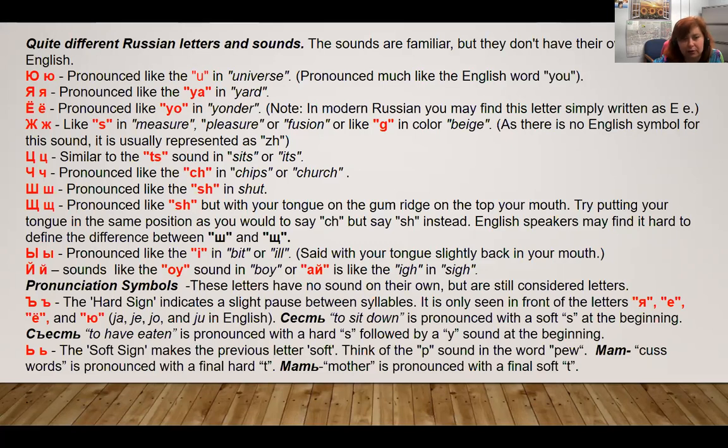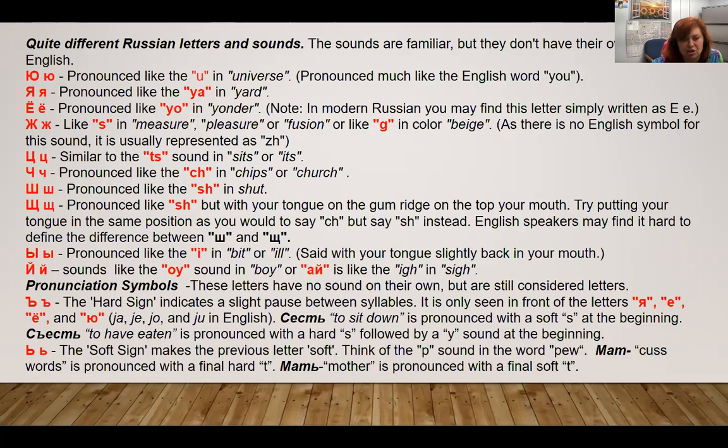The Russian word tsar is usually transliterated as T-S-A-R, so it makes the sound ts. Next, ch is pronounced like ch in chips or church. So one letter, ch, can be transliterated as ch when you transliterate it in English.